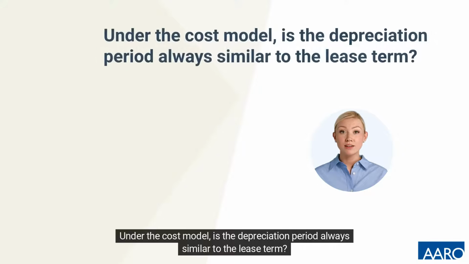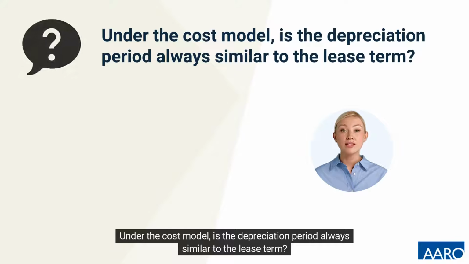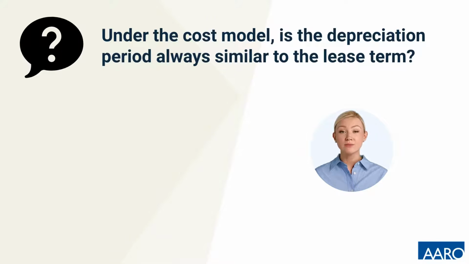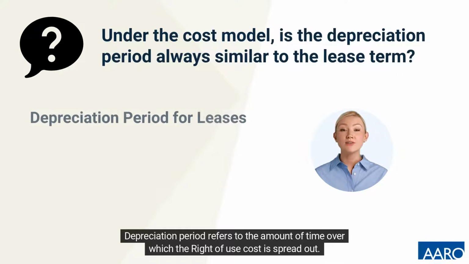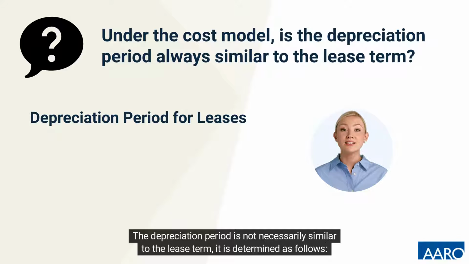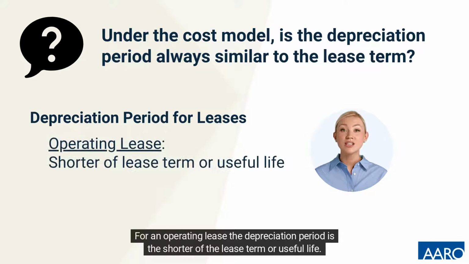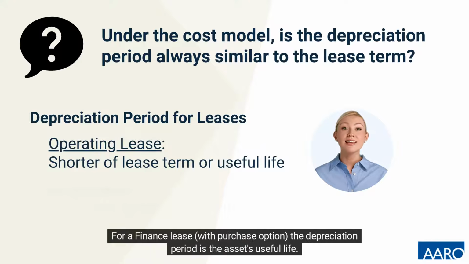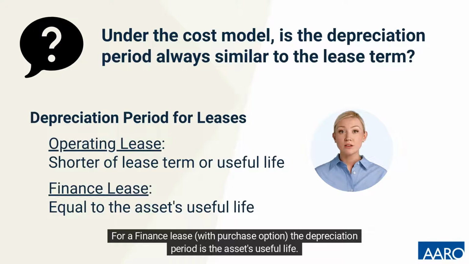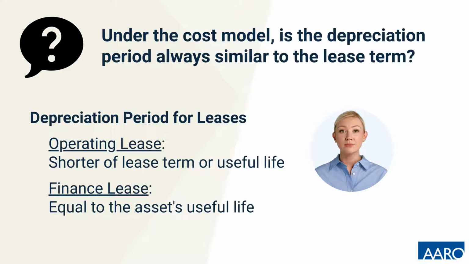Under the cost model, is the depreciation period always similar to the lease term? Depreciation period refers to the amount of time over which the right of use cost is spread out. The depreciation period is not necessarily similar to the lease term. It is determined as follows. For an operating lease, the depreciation period is the shorter of the lease term or useful life. For a finance lease with purchase option, the depreciation period is the asset's useful life.